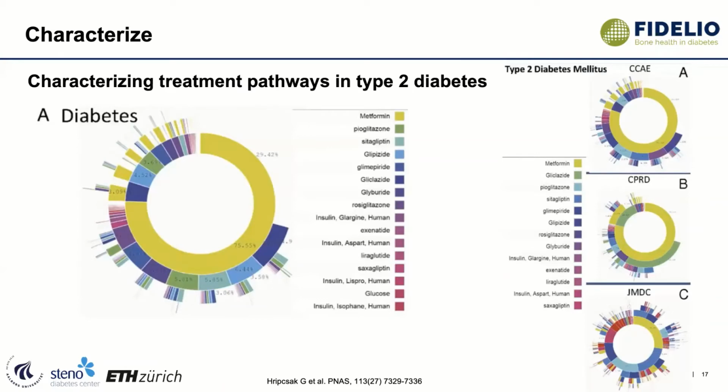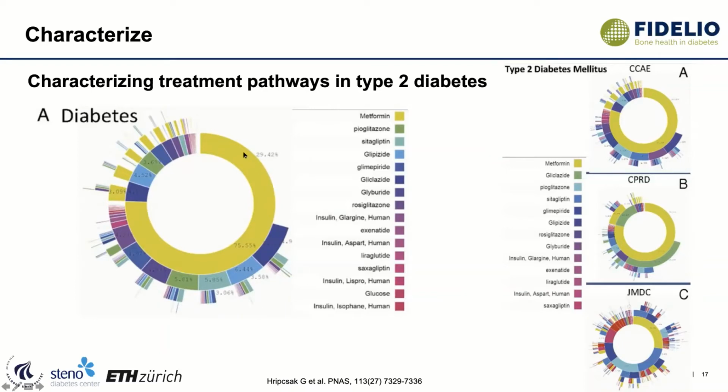So when we think about characterization, this was a really nice study and actually used great data visualization techniques to characterize treatment pathways in type 2 diabetic patients. What the researchers did is they used 3 different databases, one from the US, one from the UK, and one from Japan. And they were able to combine all of them into one model and assess what patients received during their trajectory in type 2 diabetes. So the inner circle is the first line therapy, so the first medication a patient received. The second circle is the second medication they received, the third medication, and the outer is the fourth.